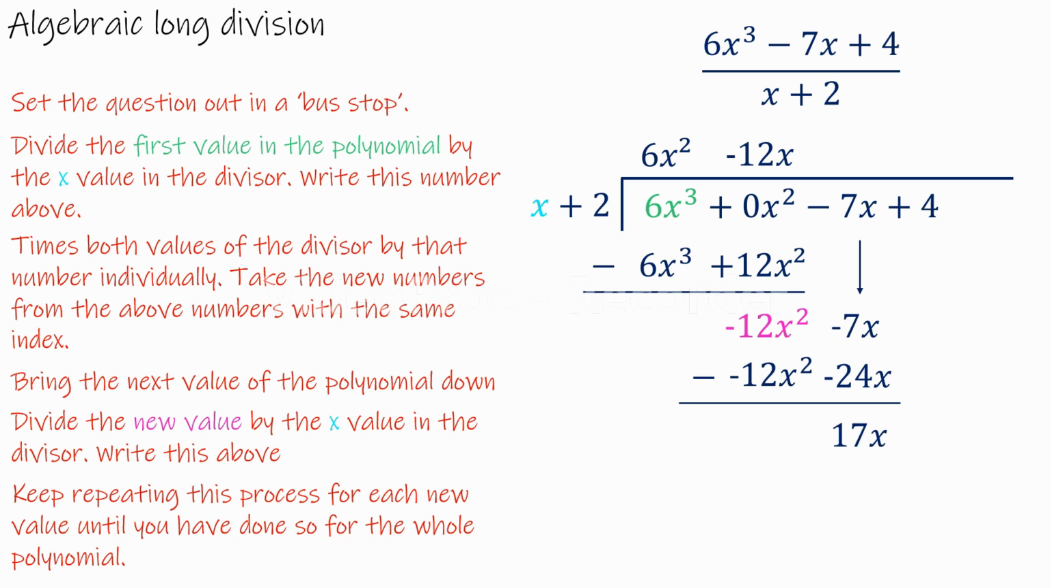And now we're going to have minus 7x minus 24x, giving us a value of 17x, and once again we repeat the same thing, so 17x divided by x is just going to be plus 17. We're going to bring our 4 down as well, and now we're going to do taking from below, we're going to do 17 times x, giving us 17x, and we're going to do 2 times 17, giving us plus 34. Now we have 4 minus 34, which is going to give us a lovely remainder of minus 30.